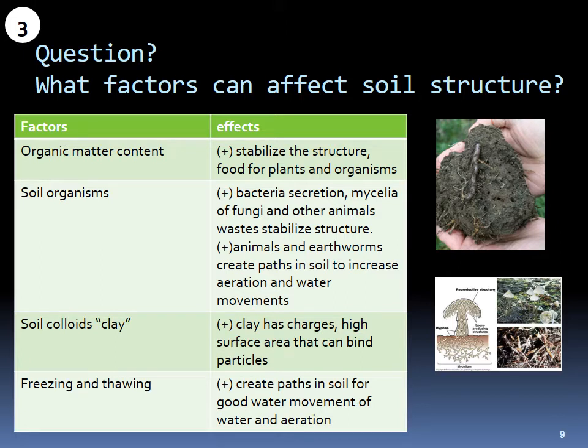Now, let's move to the soil organisms. Soil organisms like the bacteria, the fungi, and the animals, all of them can stabilize the soil. Why? Because the bacteria can secrete some materials like liquid, and this material can act as a glue. Animals also, once they eat, produce waste. So the waste from these animals can also act as a glue to stabilize the soil.